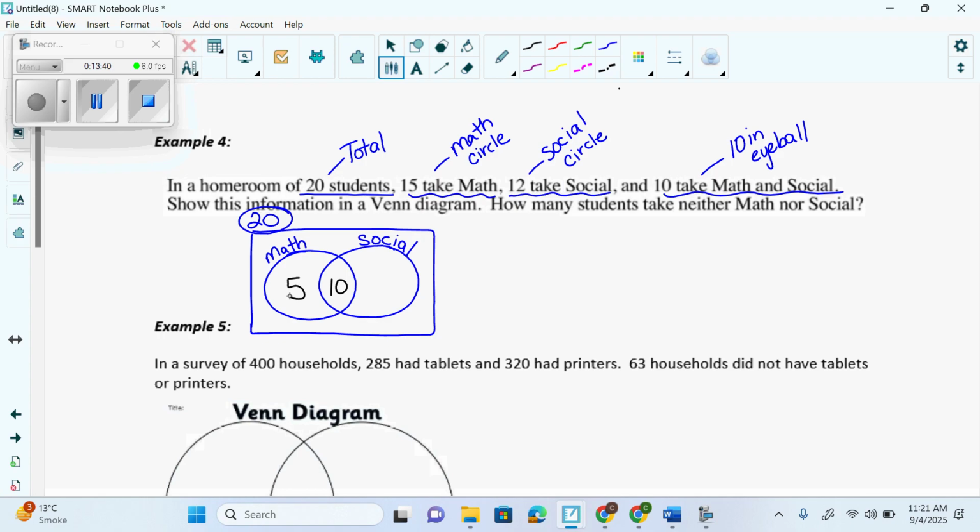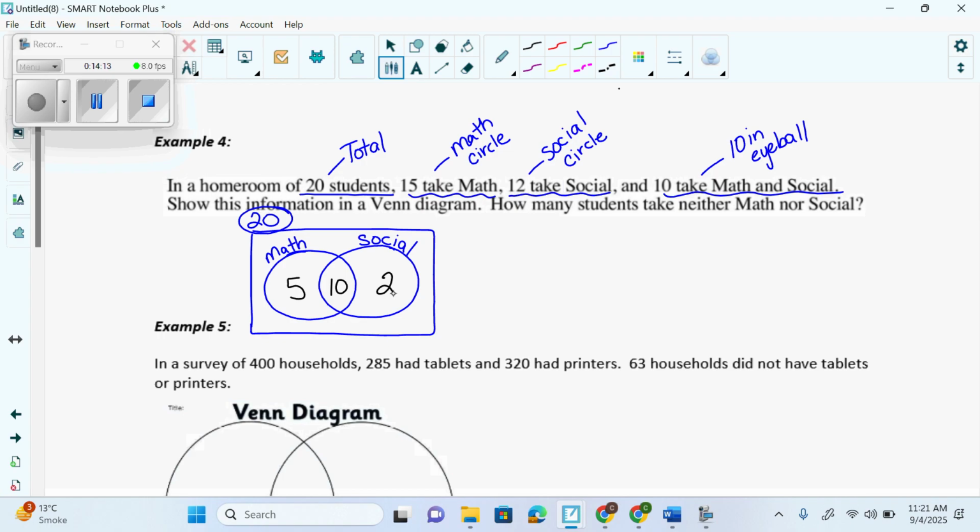In the social circle, I need to have 12. I already have how many? 10. So how many are in just the social part of it? 2. So technically, the 5 represents math only, or math and not social. The 2 represents social only, or social and not math, right? Because it's that crescent moon. 10 represents the inside.